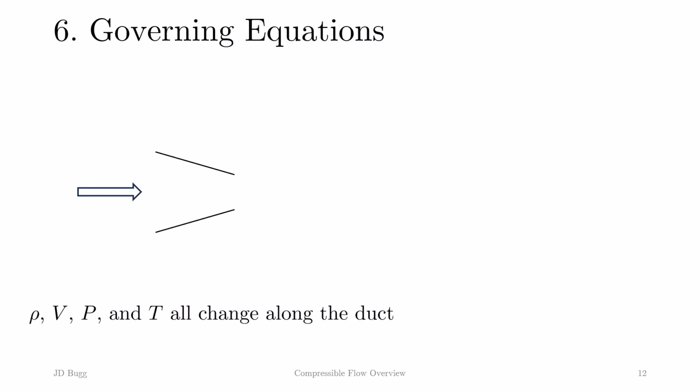To understand the relationships between all these variables, we need a quick review of the governing equations. This is a converging duct. The flow is from left to right. This is a small control volume. We've already looked at conservation of mass. The big difference now is that d rho is not zero. The density will change as we move down the duct.